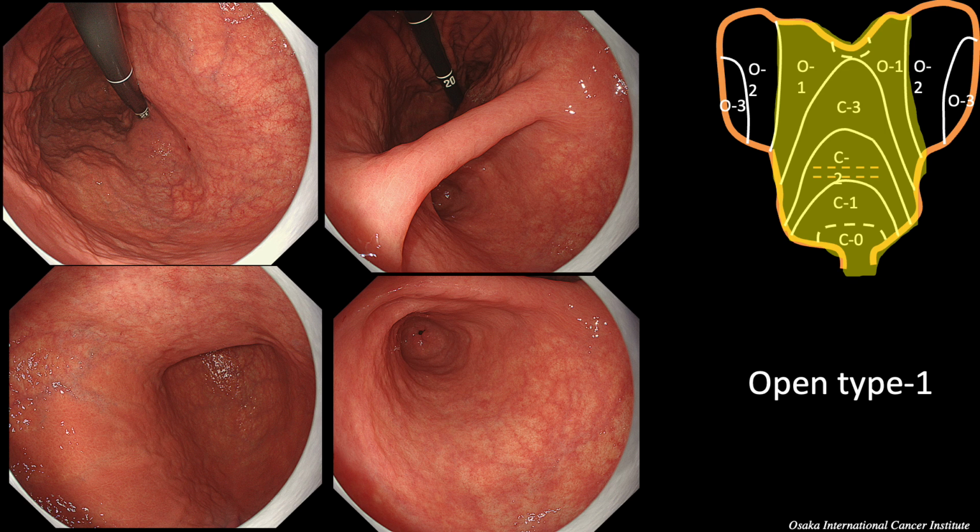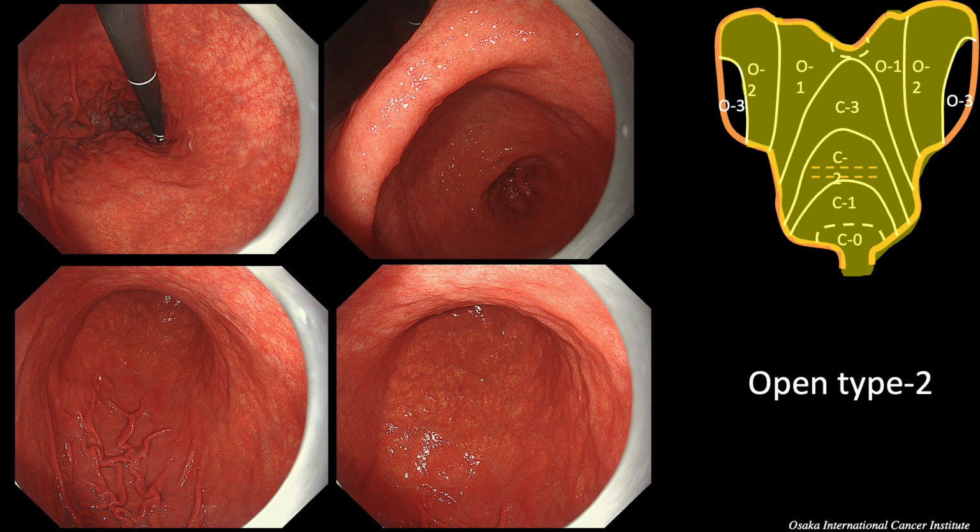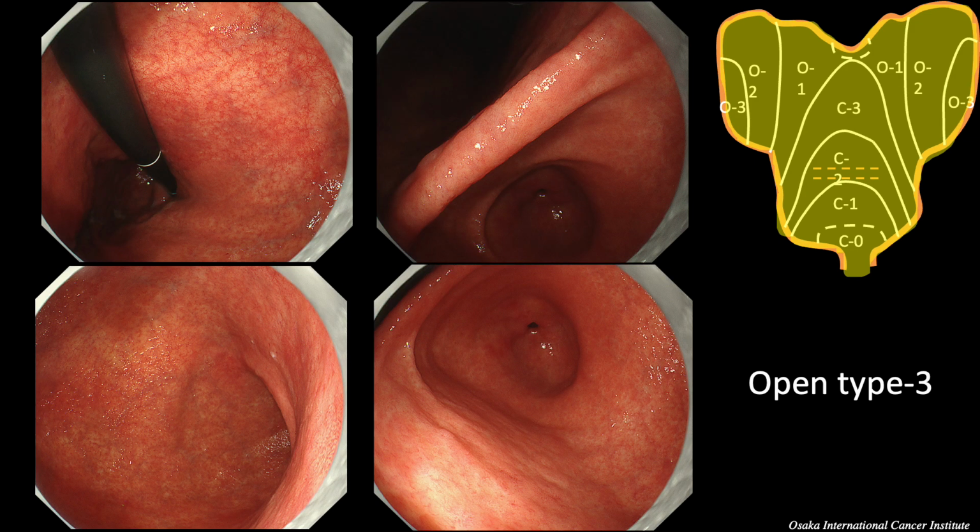Next is the open type. This is O1. Atrophy is seen from the antrum to the cardiac part, and the atrophy extends to the anterior wall. Furthermore, in O2, atrophy extends to the vicinity of the greater curvature. O3 is basically a state in which almost all mucous membranes have atrophied and is the end state of H. pylori infection.